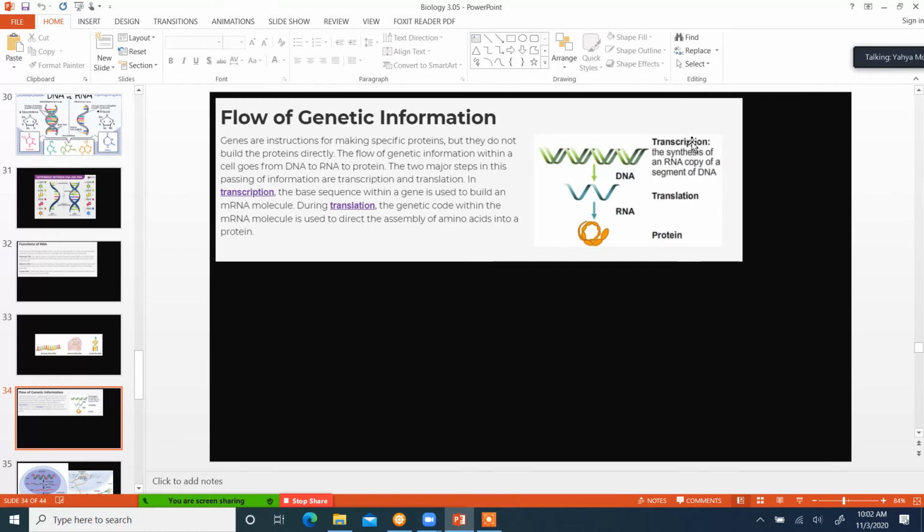Now, mRNA goes out and makes proteins. mRNA has the code of how to make a protein. This change from RNA to protein is called translation. So these are two words: from DNA to RNA is called transcription. From RNA to proteins is called translation.